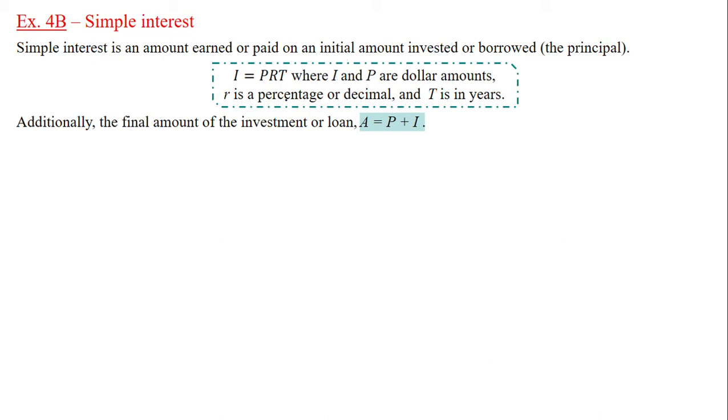R is a percentage or a decimal. We do not just use a whole number, okay? The number 15 is very different to 15%, for example. And T is time in years.